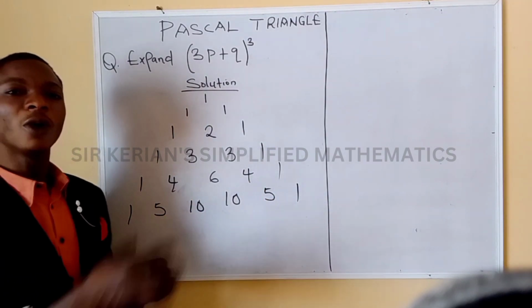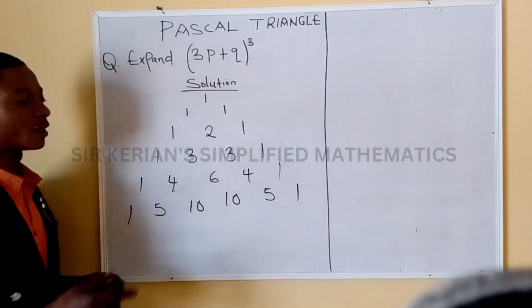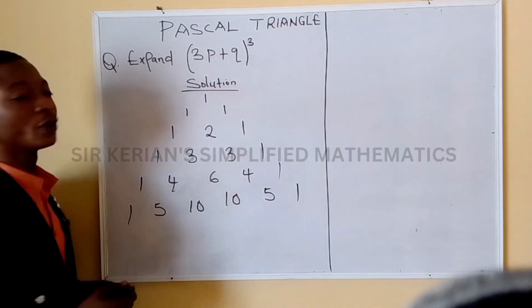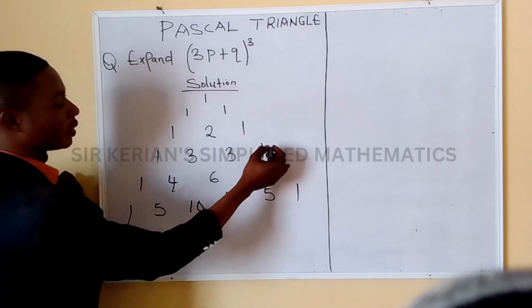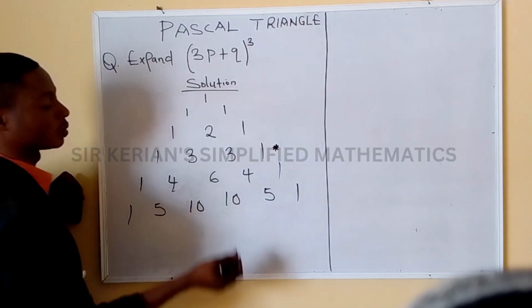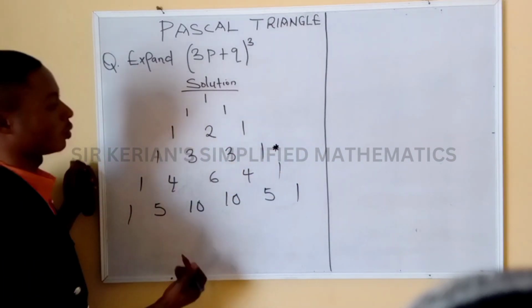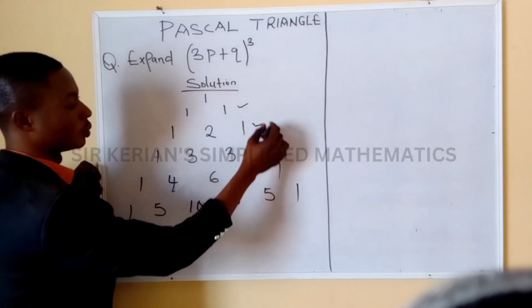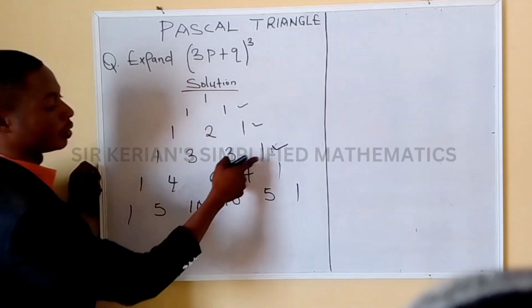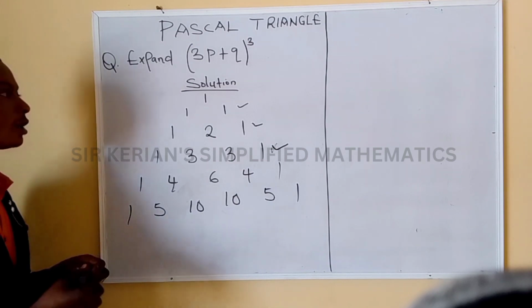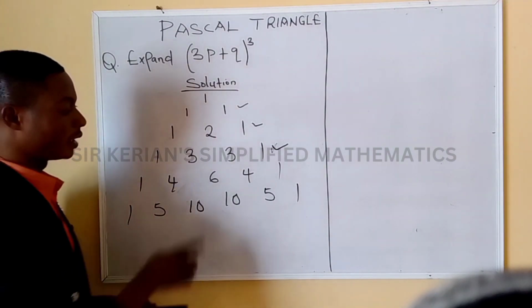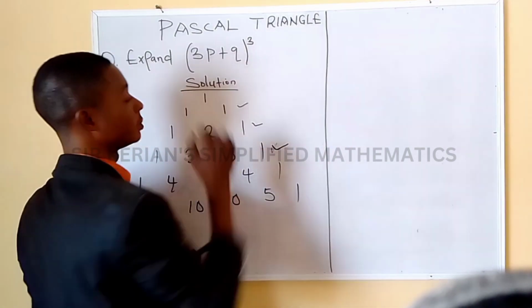It continues, but you don't need all of them. It is a succession, as I've told you. So to solve this, what do you need? Look at the row that has 3 and 3 in between, or count 3 rows downward: 1, 2, 3. This is what we are going to use. How do we use them? It's simple. Let's use them to expand this bracket.